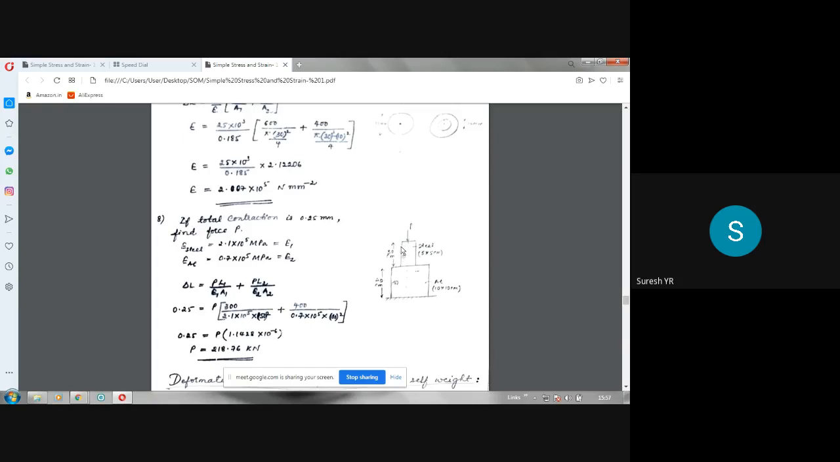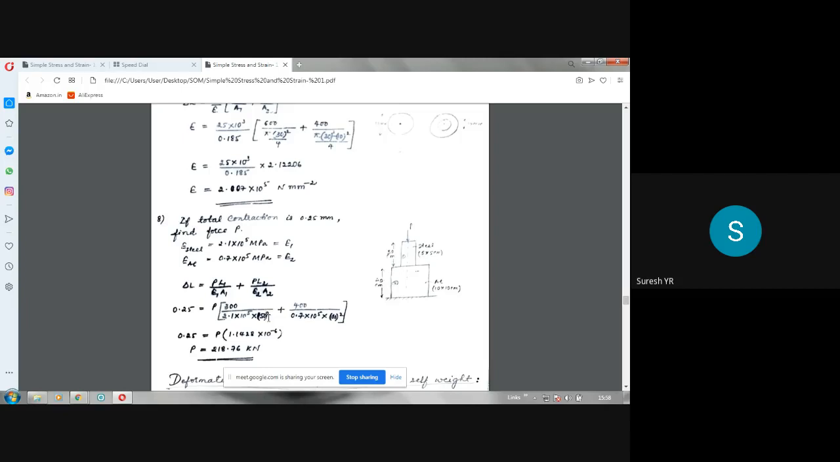L1 is 300 here. That means 30 centimeter means 300 mm. Please note that every linear measurement should be converted to millimeters. So 300 divided by Young's modulus of steel, which I have to take for the first portion, 2.1 into 10 power 5, into A1. A1 is 5 into 5, which you can convert into millimeters, 50 mm by 50 mm. That's what I have done here. It's a square rod, so 50 square.